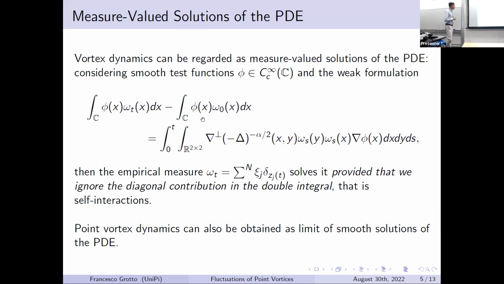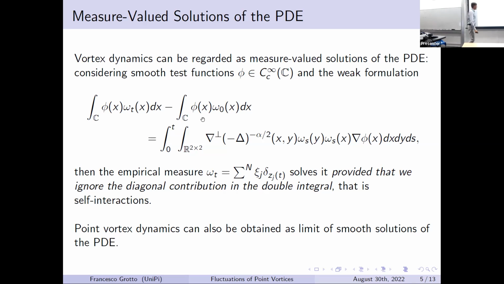All right, so quickly on the relation between the ODE system and the starting PDE. A good way to think of this link is the following: if you take the PDE and write it in a weak form, so you couple with a test function, a small bump, and you write the weak formulation of the PDE, you can then take a solution of the point vortex dynamics, take as the vorticity the empirical measure of the vortices, and this omega t will solve the weak formulation, provided that we neglect the diagonal contribution.